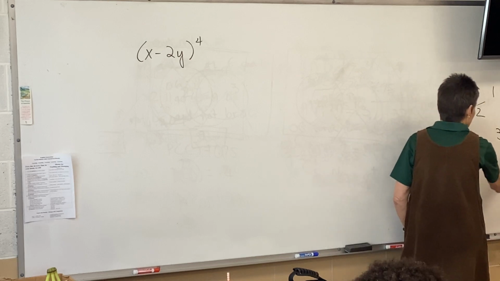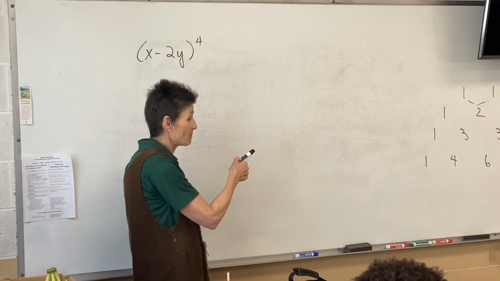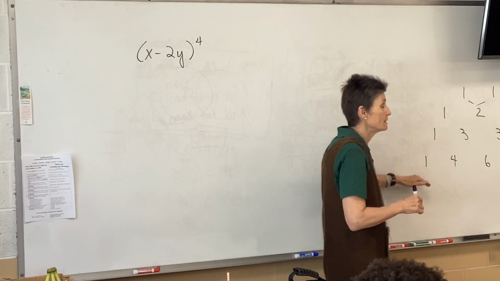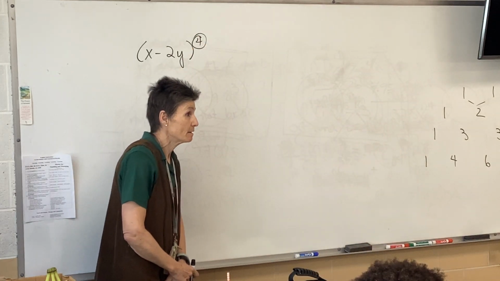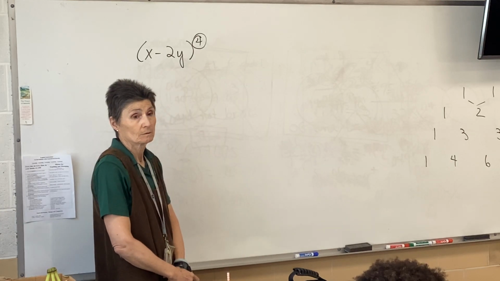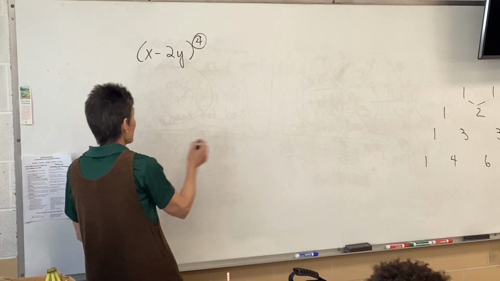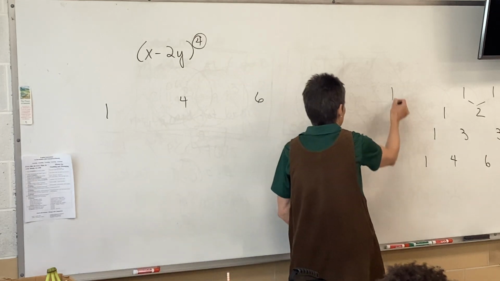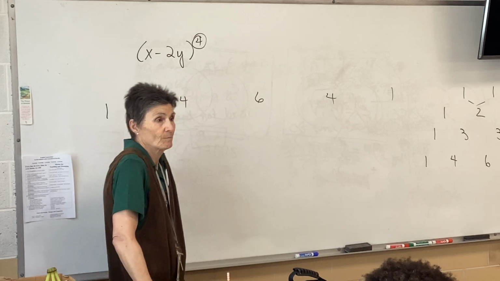Okay, remember this deal, guys? Remember doing that the other day? I'm gonna stop there because this is the 4th row, 1, 2, 3, 4. And that's the row I need when that power is a 4. The power tells you which row. So I'm gonna write down those numbers, 1, 4, 6, 4, 1. Okay, good, that's step 1, get those coefficients down.